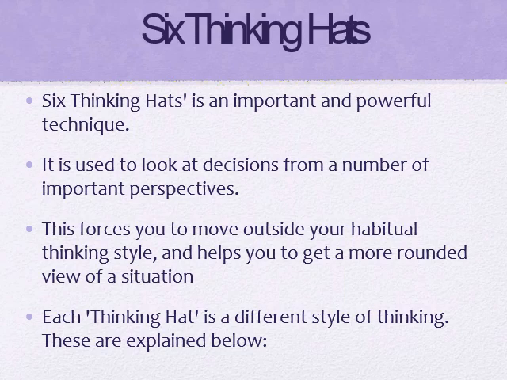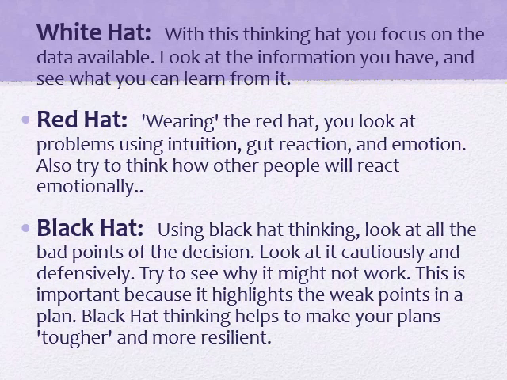It helps you look at decisions from a number of different perspectives, helps you move out of your habitual thinking style and get a more well-rounded view of a situation. So the six thinking hats allow you to adopt different styles of thinking. The first one is the white hat, where you look at the information available, see what you can learn from it, and try to solve a problem. The red hat, you look at a problem using intuition, gut instinct, and emotion. Also try to think how other people will react to it emotionally.